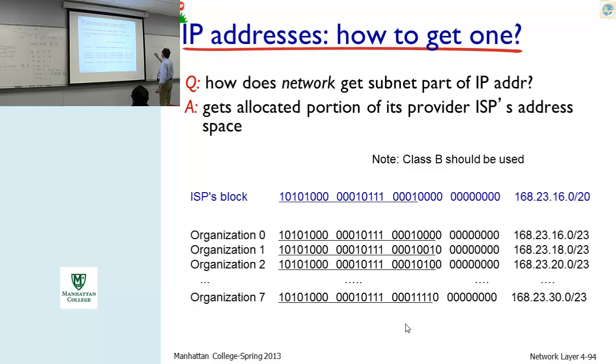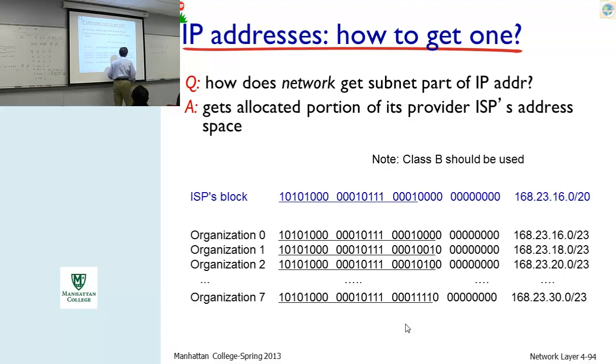Now, how about the mask for this guy? What's the mask for this? It's 255. 255. Dot. I have taken 7 bits out of this, so this is only 1 bit here, right? So that should be 252. Okay. So this is the mask.